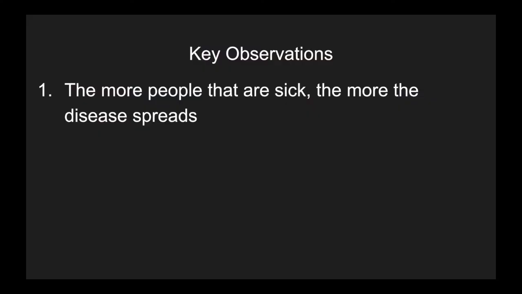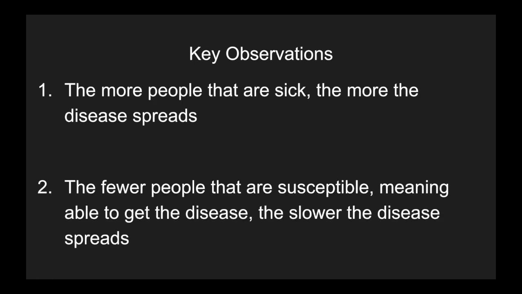People are not dominoes, but the way that dominoes fall is very similar to how diseases spread. By studying the real world, scientists have come up with a few observations. The first observation is that the more people that are infective, or sick, the more the disease spreads. The second observation is that the fewer people that are susceptible, meaning able to get the disease, the slower the disease spreads. Using these observations, scientists are able to make predictions about how diseases will spread.